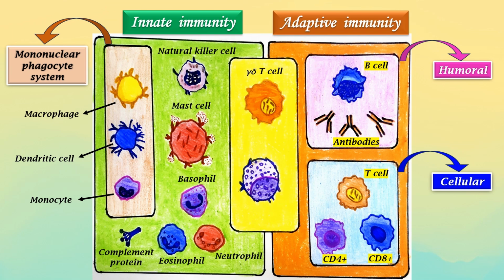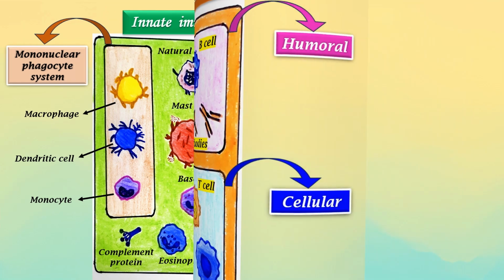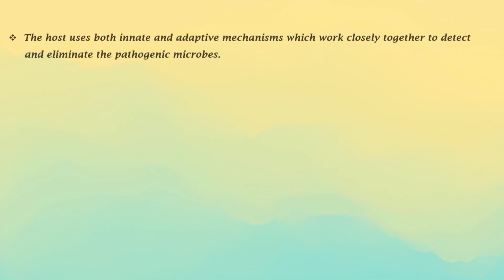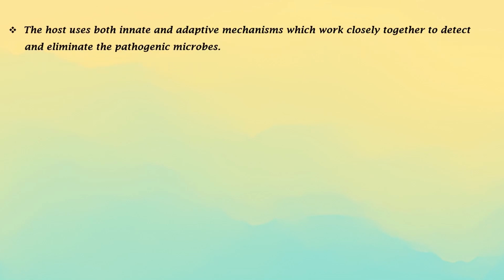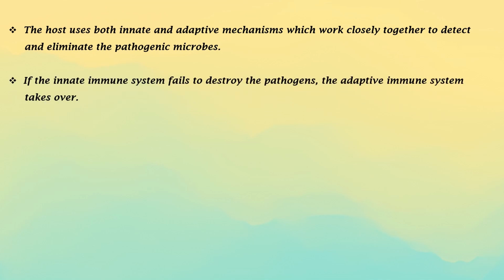Gamma-delta T cells are a small subset of T cells. Natural killer T cells share properties of both natural killer cells and T cells. Gamma-delta T cells and natural killer T cells fall in between these two categories. The host uses both innate and adaptive mechanisms which work closely together to detect and eliminate the pathogens. If the innate immune system fails to destroy the pathogens, the adaptive immune system takes charge.